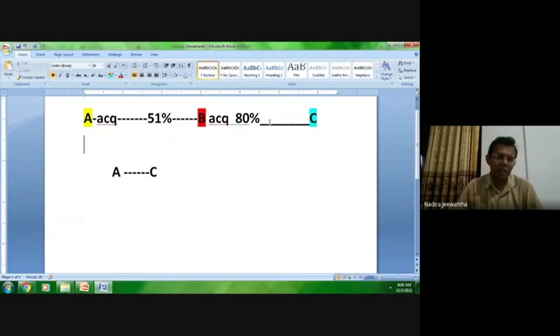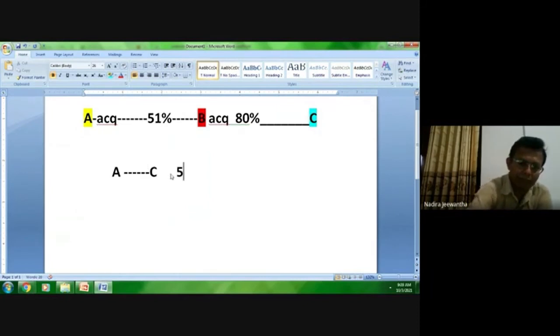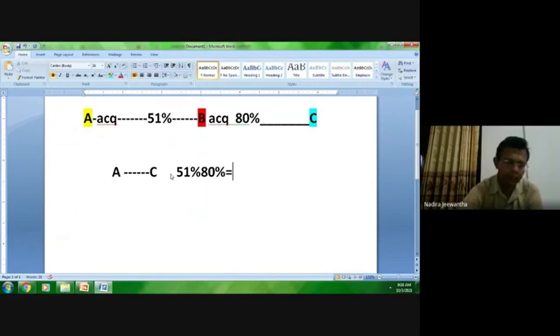A. So there is then a relationship between A and C. So A and C, what's the relationship? A and C. 51% of 80%. This is the relationship.